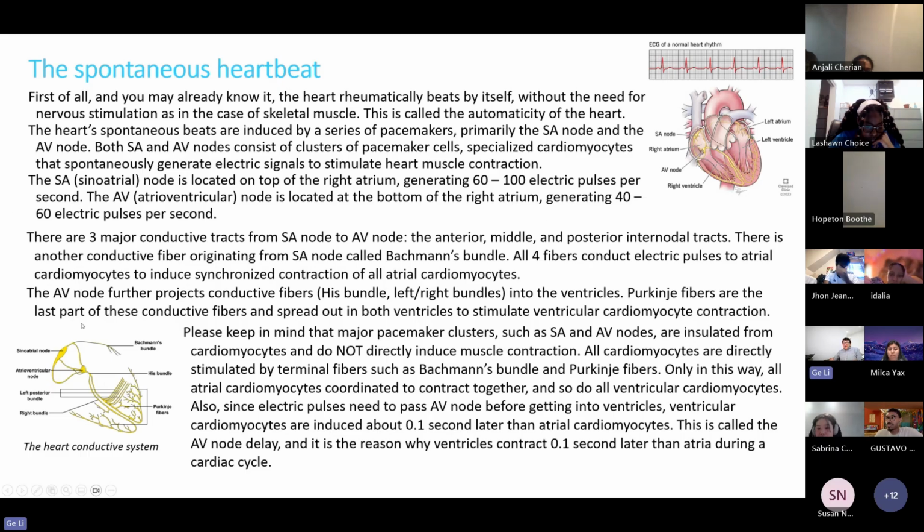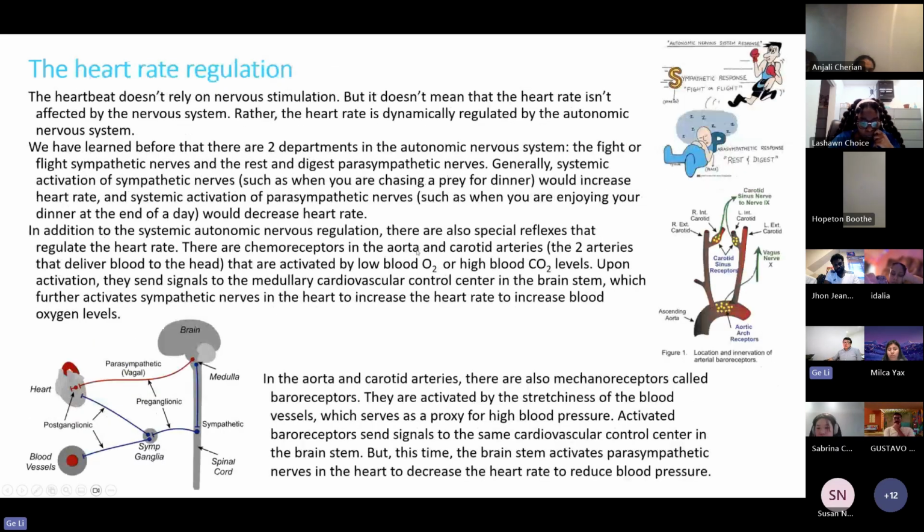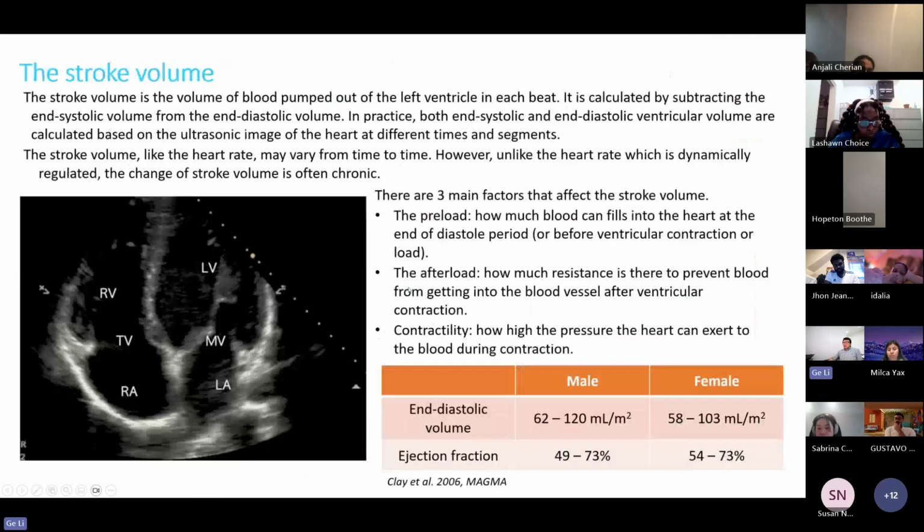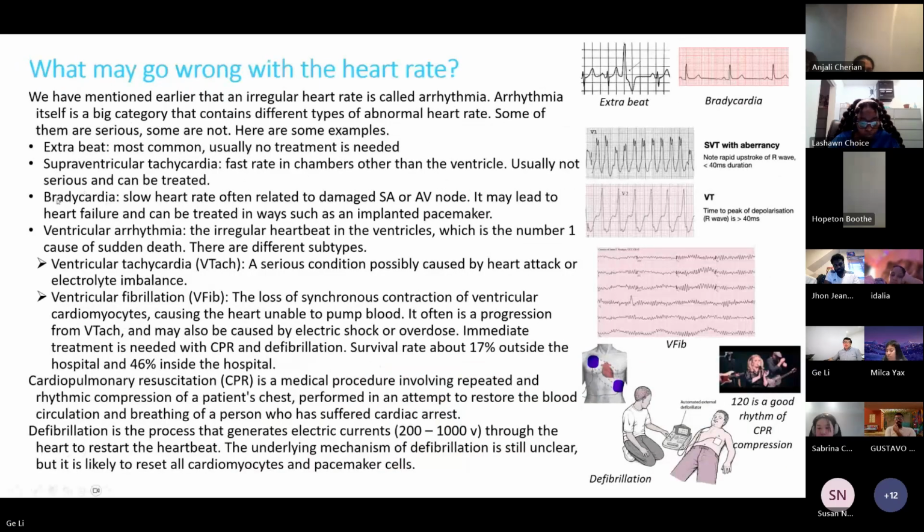And then if AV node cells died also, the bundle of His and other cells can also take over, but at lower and lower rates. In this case, you need pacemaker cells, the artificial pacemaker now. So in this case, bradycardia, that's the malfunction of the pacemaker cells. And then lastly, that's the thing you talk about.